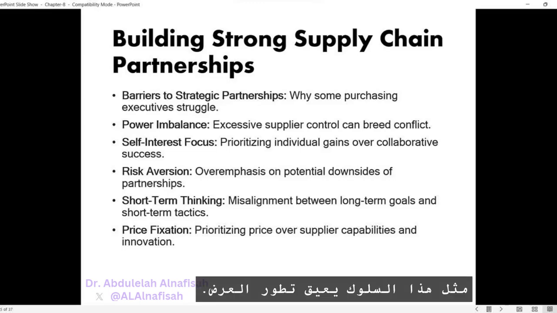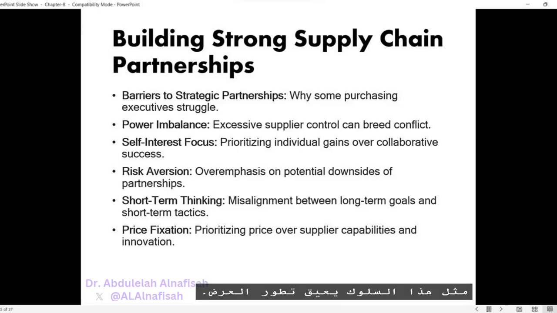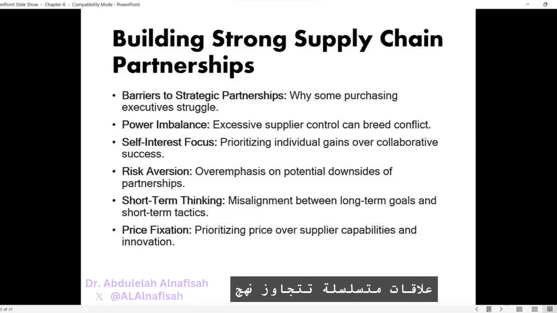Such behavior hinders the development of supply chain relationships beyond a transactional approach, where commercial power dominates and survival of the fittest is assumed. Overcoming these barriers requires a shift in mindset and behavior to prioritize trust, commitment, and mutual benefits in supply chain partnerships.